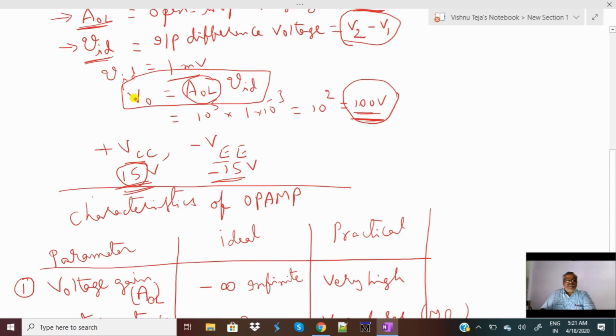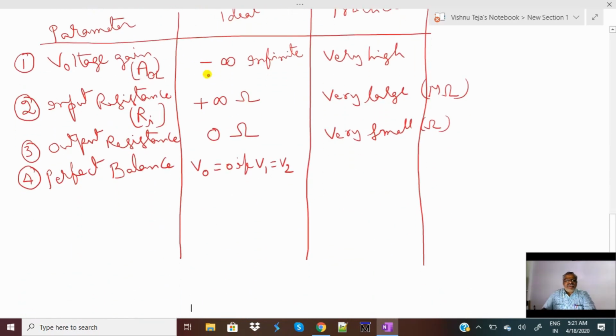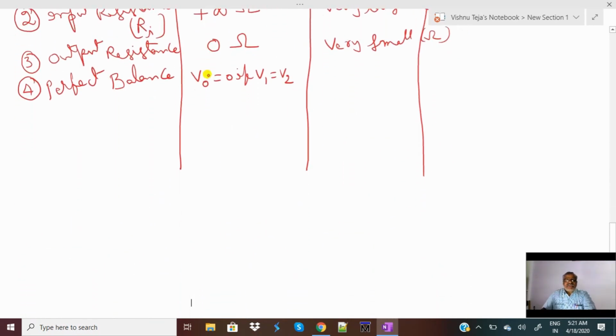Then what should be the V0 value? It should be 0. Then we say the operational amplifier is perfectly balanced. For an ideal amplifier, it is always perfectly balanced. Suppose if you come to this practical operational amplifier, V0 will not be equal to 0, even if V1 is equal to V2.